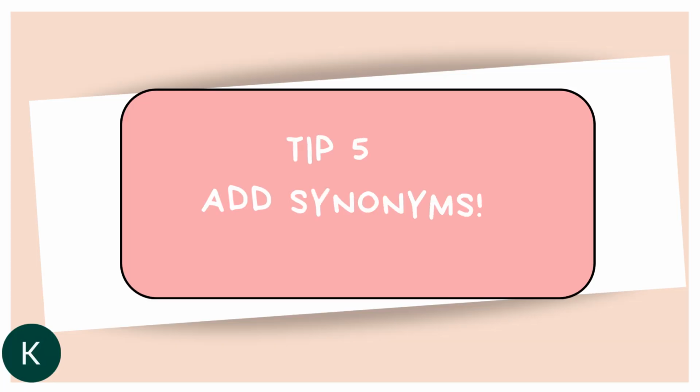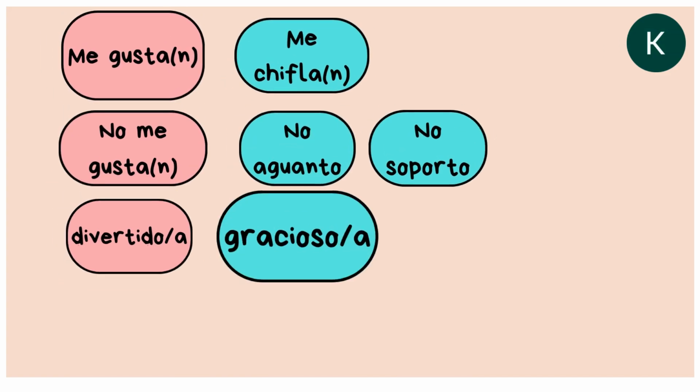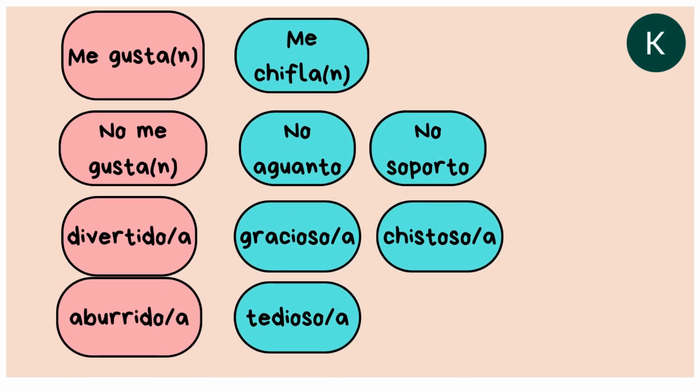Tip 5, add synonyms. So a synonym is simply a word or phrase that means exactly the same as another word or phrase. And if you remember when we looked at the mark scheme, to get the top marks for quality of language, you need to include a variety of vocabulary. So we don't want to be repeating the same structures and words in our writing exam. So here are some examples of how you can just use a different word or phrase, which means the same thing, to up your mark for quality of language.